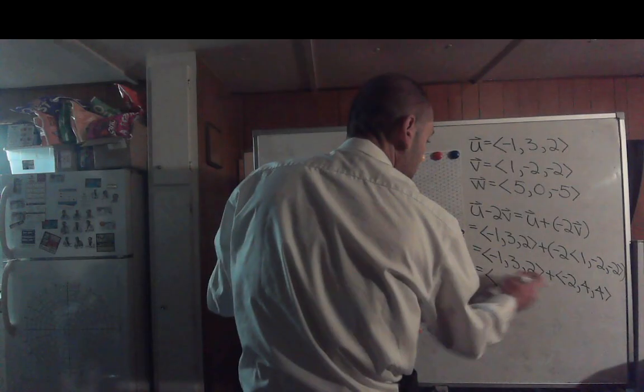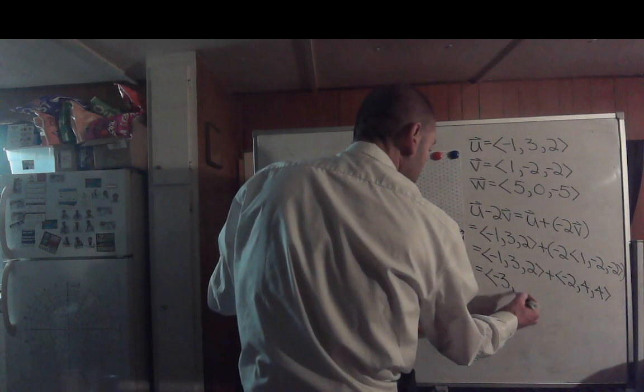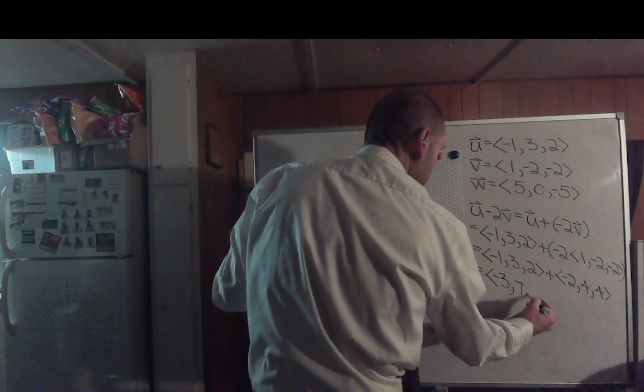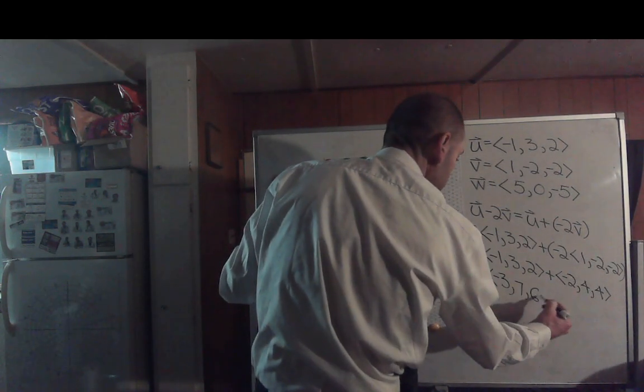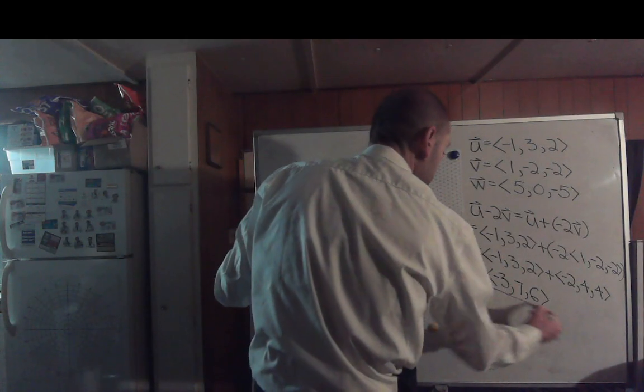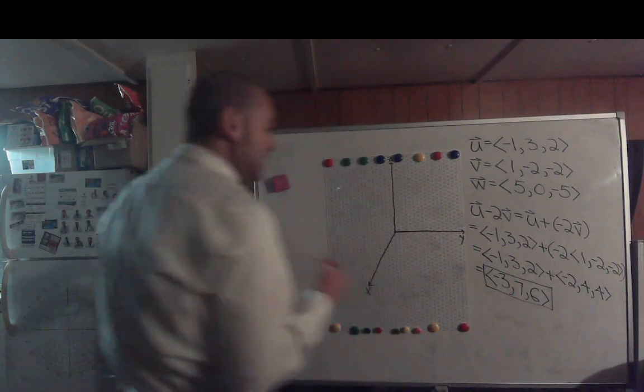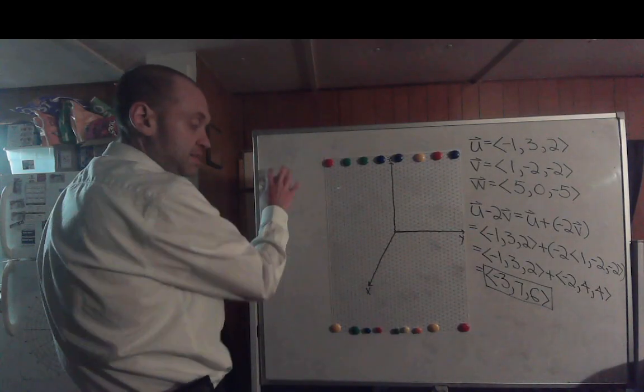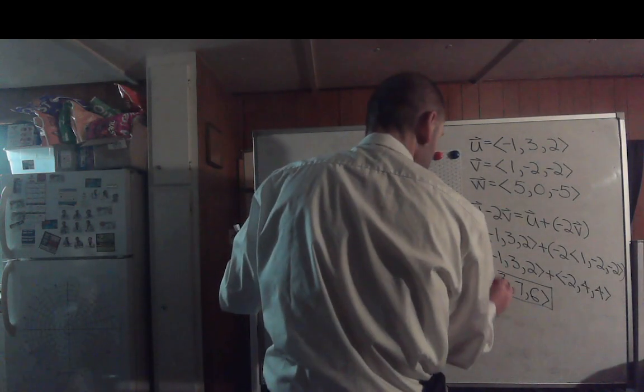Now all I have to do is add these two vectors. So -1 minus 2 is -3. 3 plus 4 is 7. 2 plus 4 is 6. So I end up getting that u minus 2v is <-3, 7, 6>.